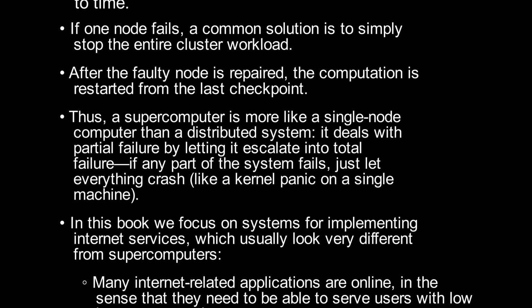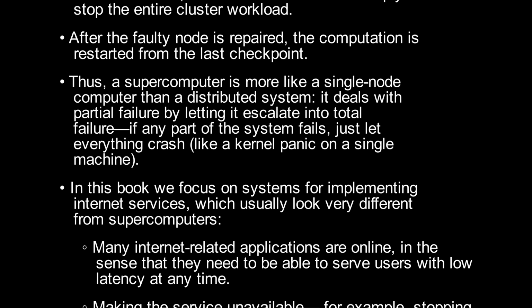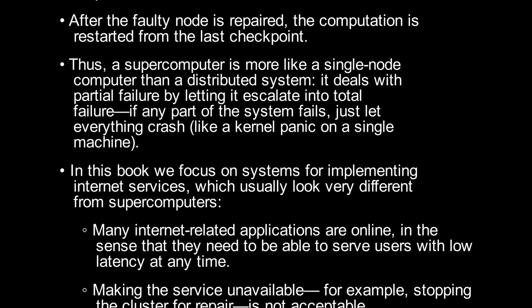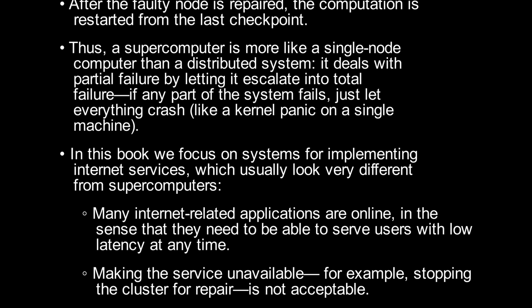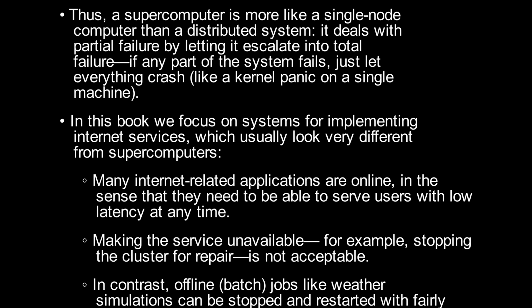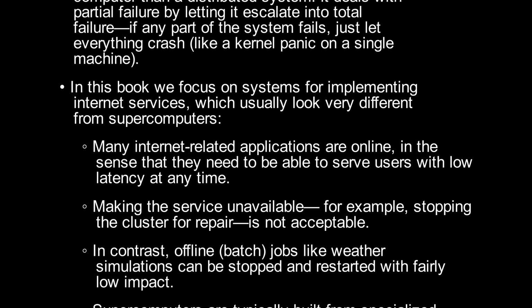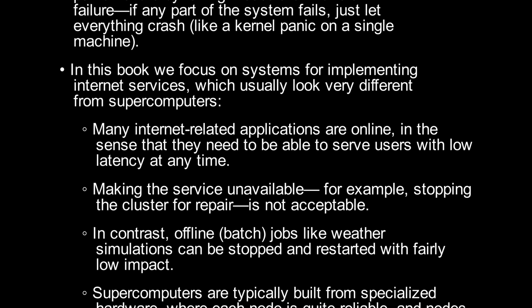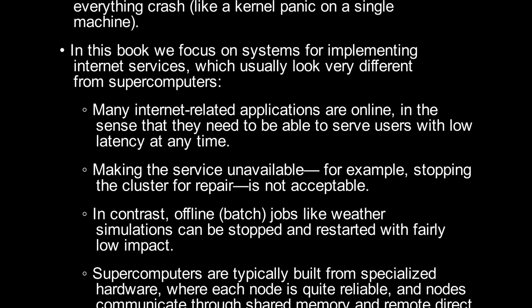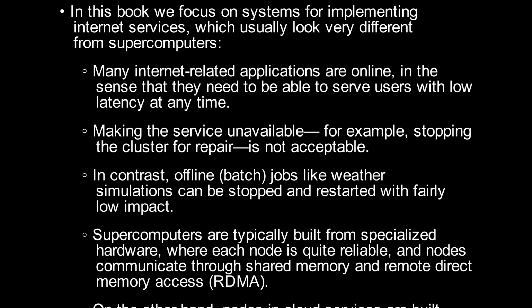In this book we focus on systems for implementing internet services, which usually look very different from supercomputers. Many internet-related applications are online, in the sense that they need to be able to serve users with low latency at any time. Making the service unavailable, for example by stopping the cluster for repair, is not acceptable. In contrast, offline batch jobs like weather simulations can be stopped and restarted with fairly low impact.